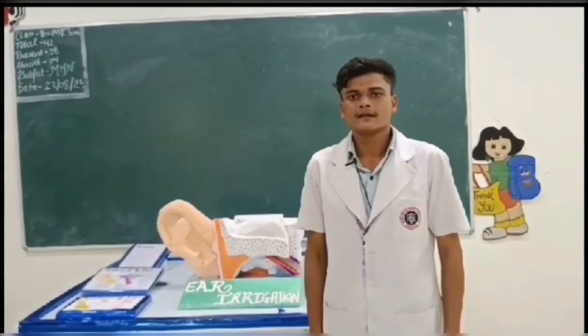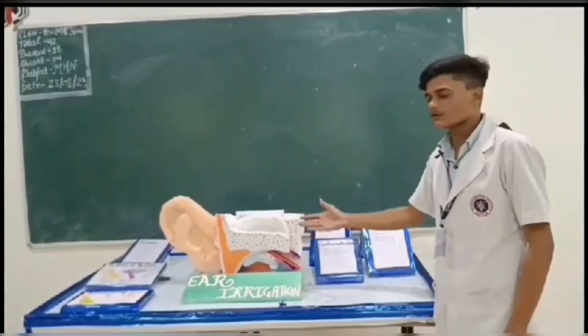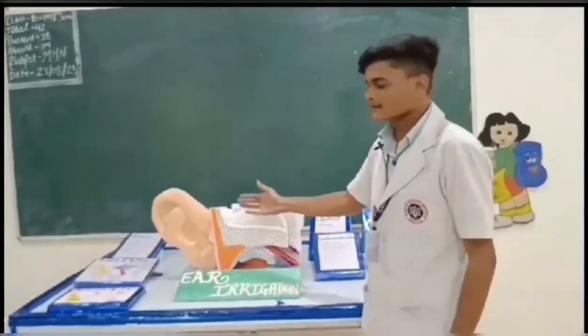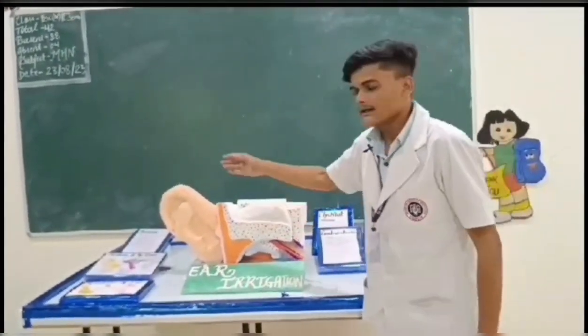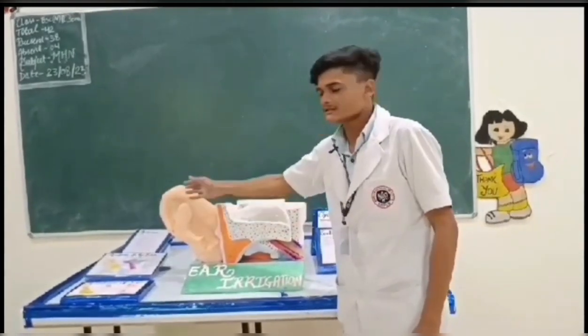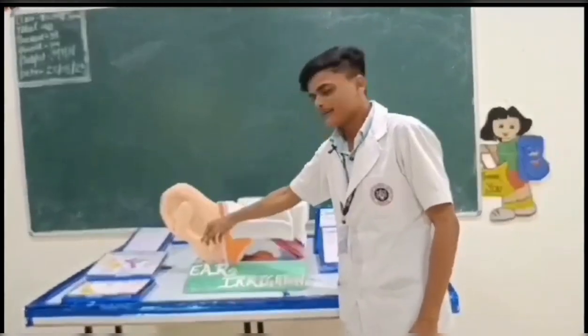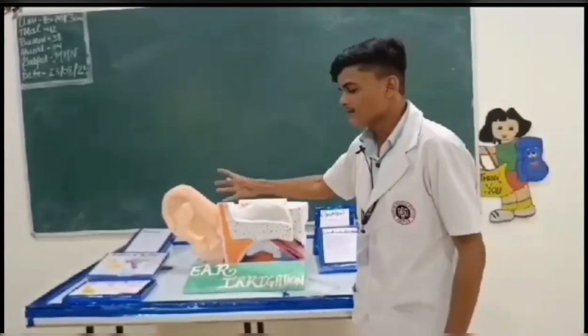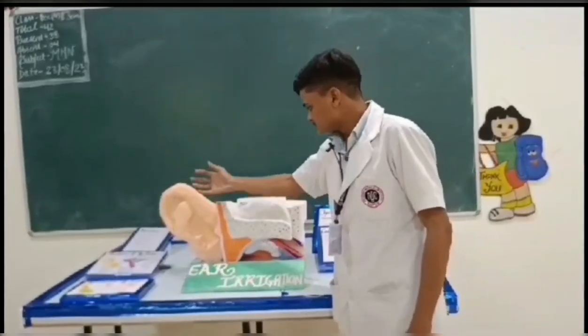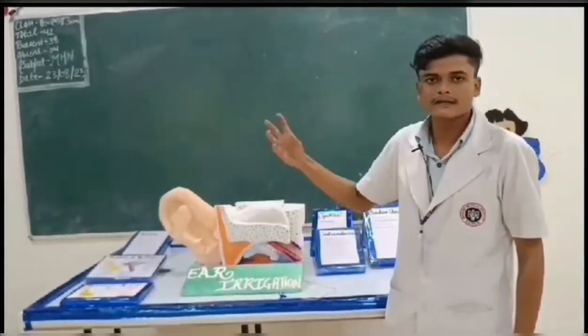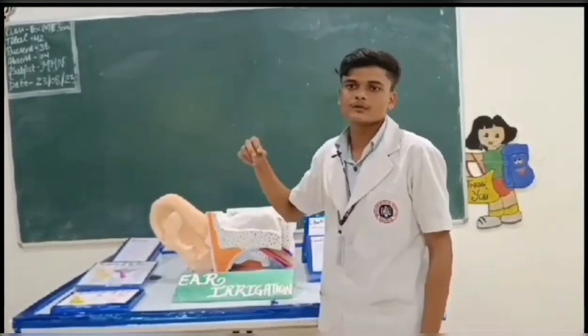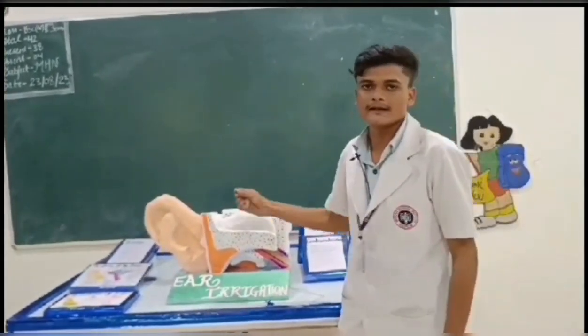My simulation topic is ear irrigation, and you have to see this model. Through this model we have to irrigate the ear. The ear consists of the external ear. The external ear consists of the auricle and pinna, and the main function of the auricle and pinna is to collect sound and send it into the inner ear via the auditory canal.